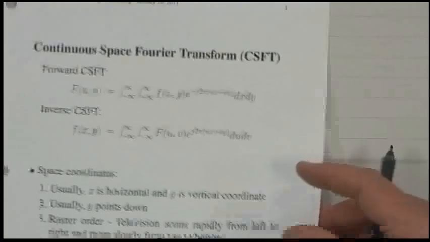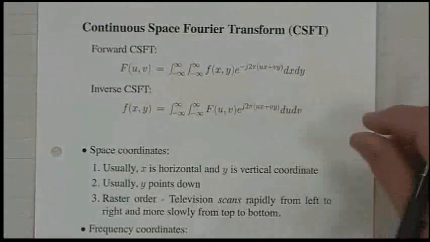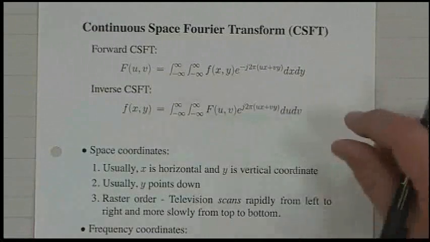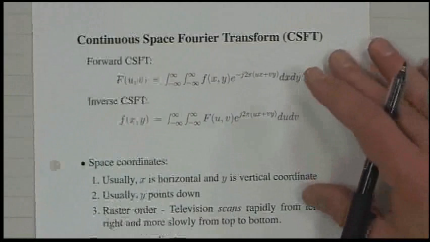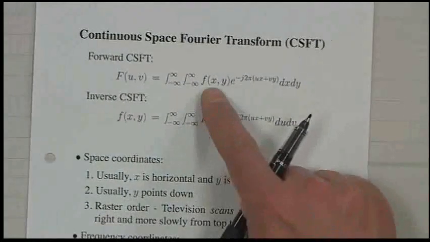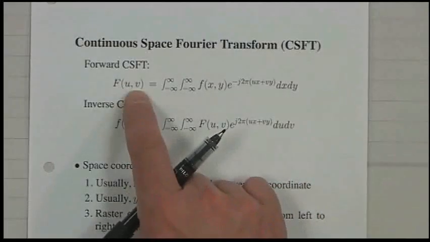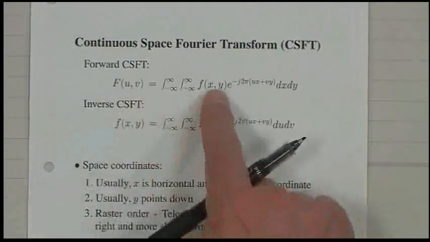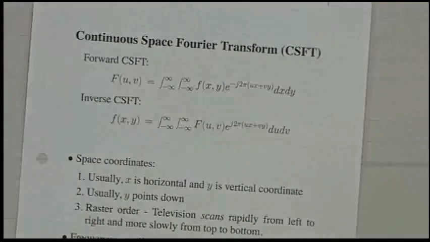Now, wow, so we just covered an entire semester of undergraduate electrical engineering. That was really fast, okay? So moving right along, now we're going to move on to the continuous space Fourier transform. So the continuous space Fourier transform is much like the continuous time Fourier transform, except now it's a two-dimensional signal, so we have x and y. And u and v are the corresponding frequency variables that correspond to x and y. So u corresponds to x and v corresponds to y.